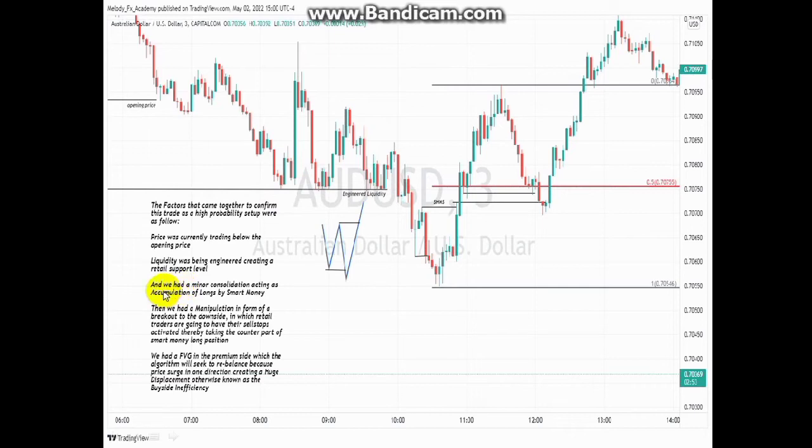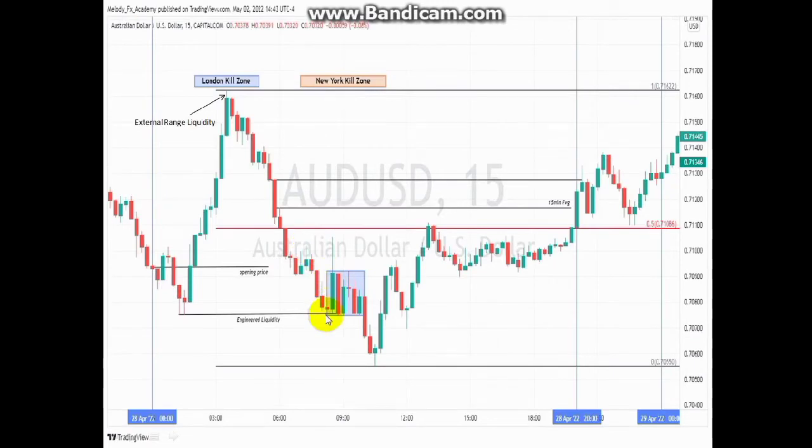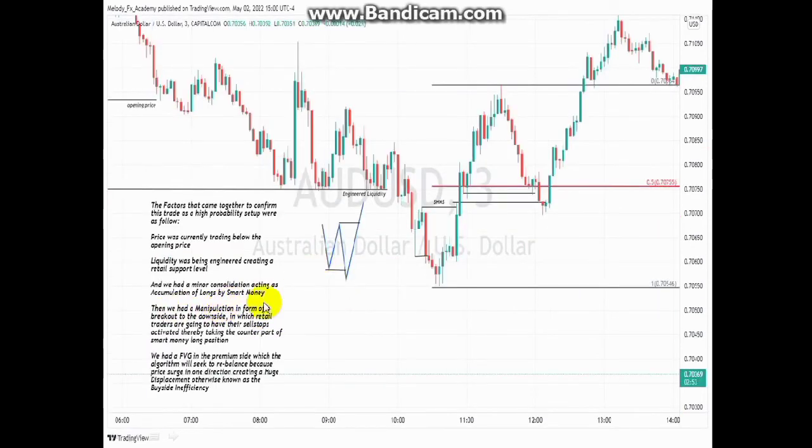Then we had a minor consolidation acting as accumulation of longs for smart money. Then we had a manipulation in the form of a breakout to the downside, in which retail traders have their sell stops activated, thereby taking the counterpart of the smart money long position.